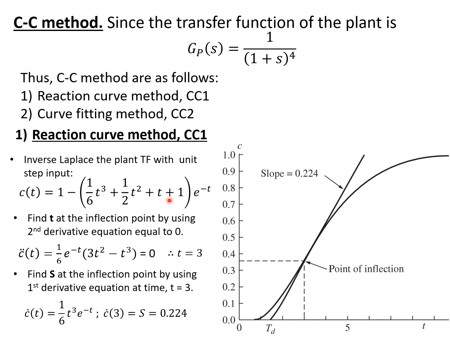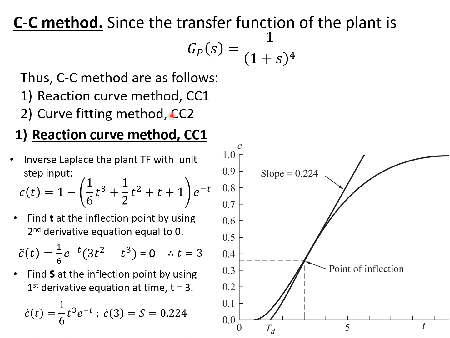So you can use the calculation method, using the reaction curve method. That's what has been proposed in this method. To get the inflection point, you can get your slope, you can get the point where it cuts the time axis, that's your TD, and you can get your K, the final value divided by the unit step change. In this case, if you put unit, then BU divided by KU is just 1. You can get all the values to get the controller settings using this method.